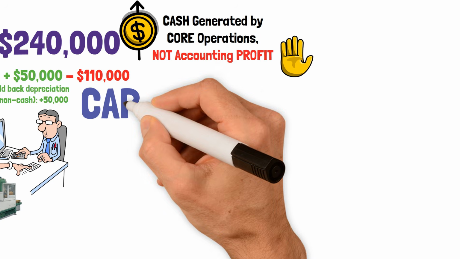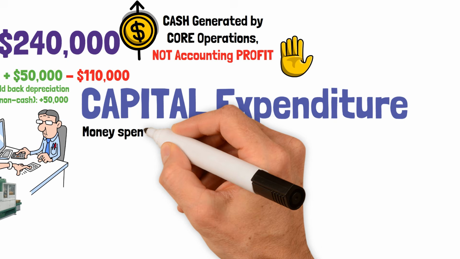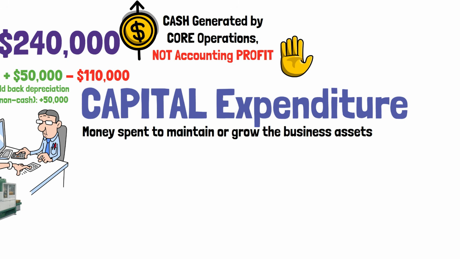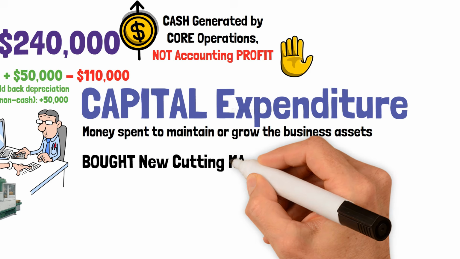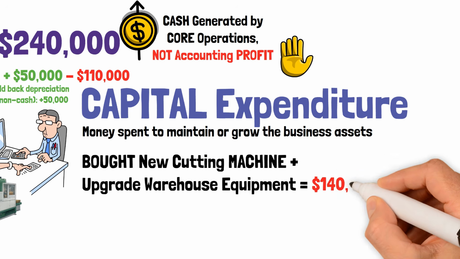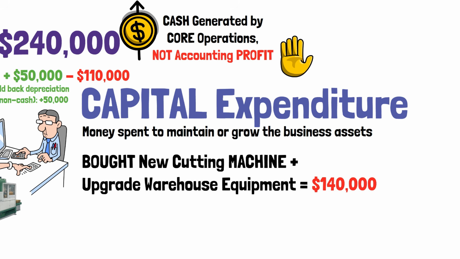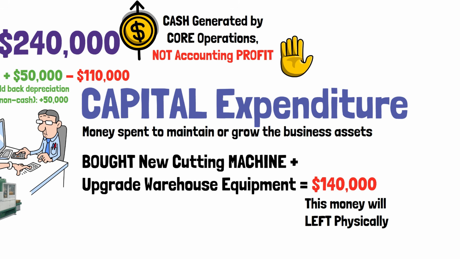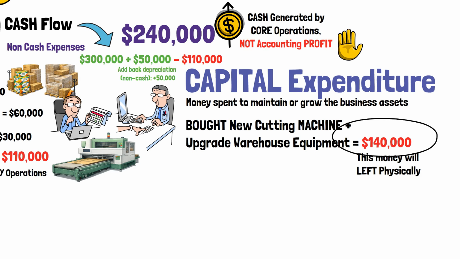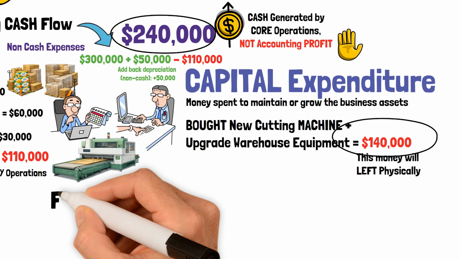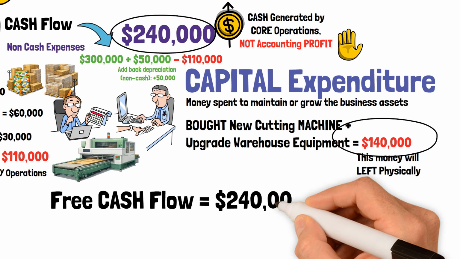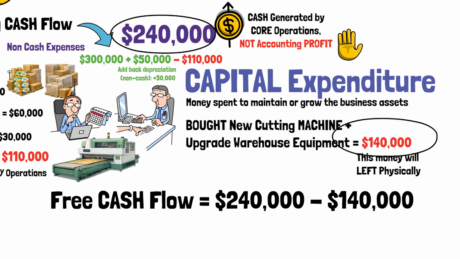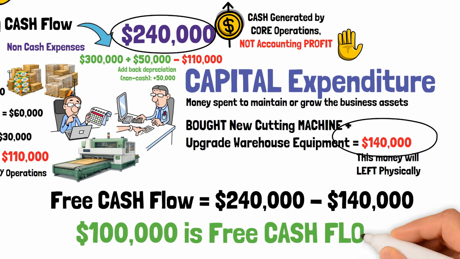Next comes capital expenditure, which is the money spent to maintain or grow the business assets. Suppose this company bought new cutting machines and upgraded its warehouse equipment for $140,000. This money physically left the business bank account. Free cash flow is calculated by subtracting capital expenditure from operating cash flow. So $240,000 minus $140,000 equals $100,000. That $100,000 is free cash flow.